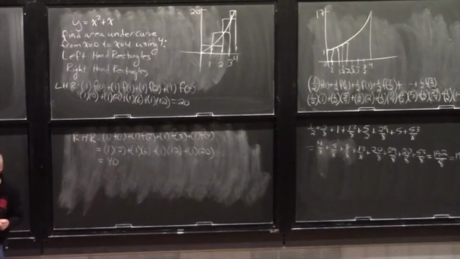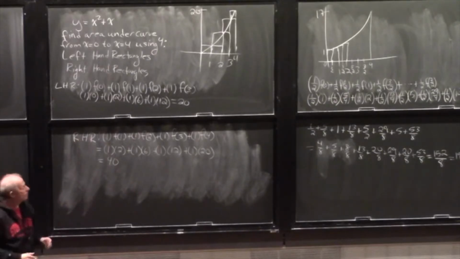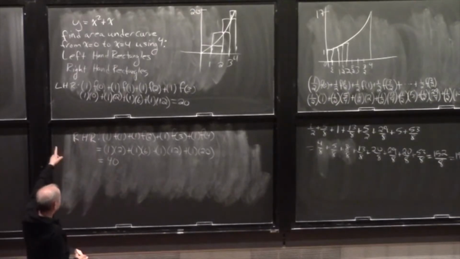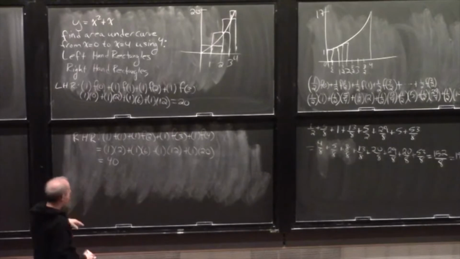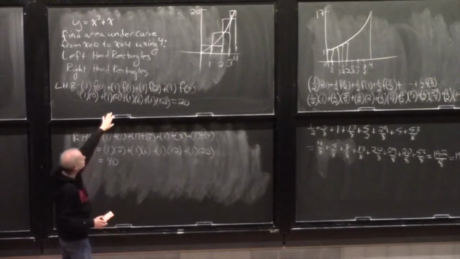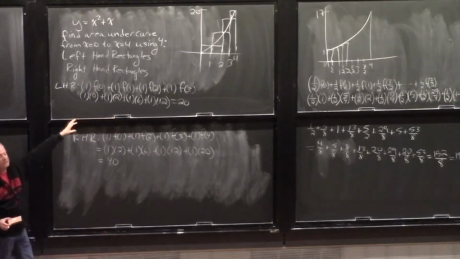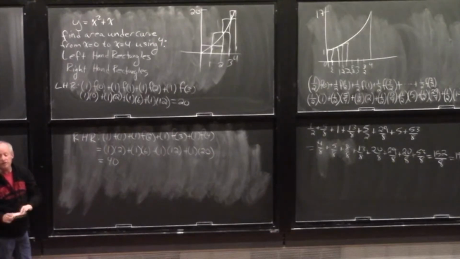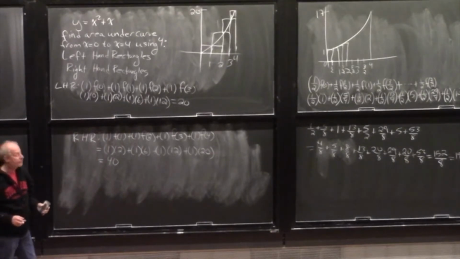So for example, if this were an exam question or a homework question, we might say, find the area using the left-hand rectangles, using the right-hand rectangles, and then find the actual area. So right now, you say, well, one way I get to the area is 20, the other way I get to the area is 40, so a good guess is 30. It's probably somewhere around 30.